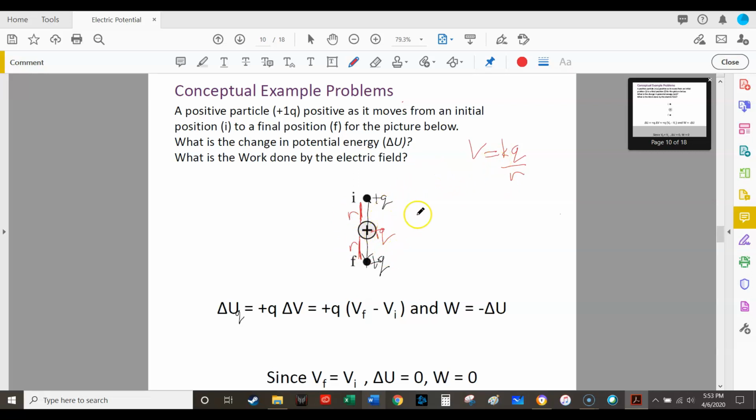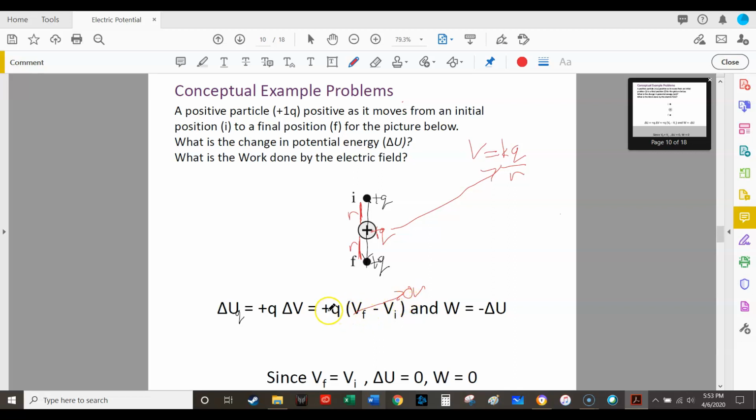So this positive Q is referring to this voltage source, right? The voltage at F right here is KQ over R, and the voltage at I is also KQ over R. So in this case, the voltage final is equal to the voltage initial, which means that V final minus V initial is 0 volts difference. And what does that say?